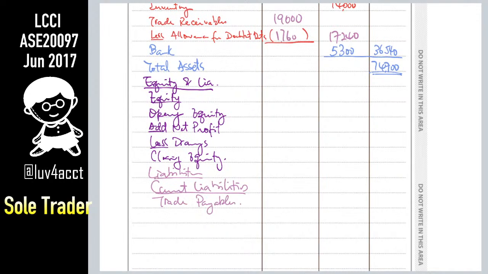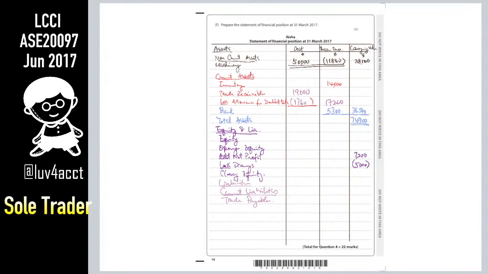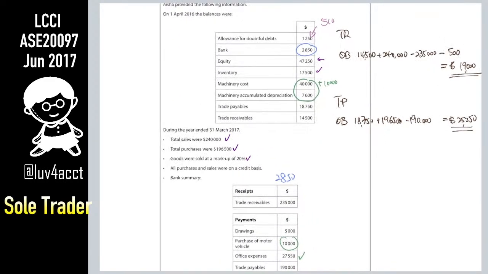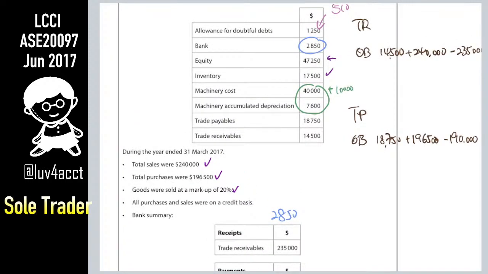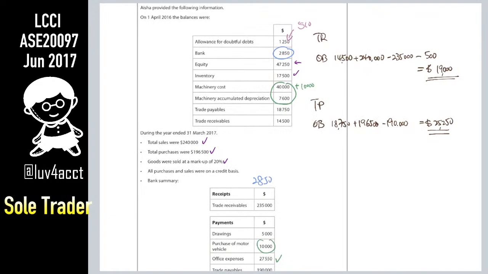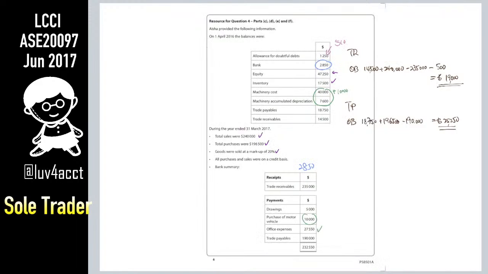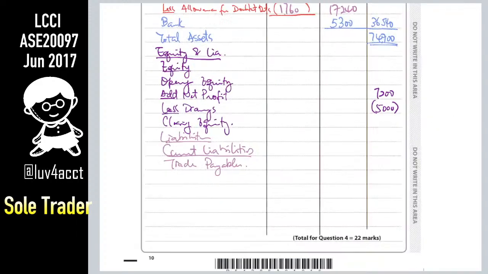Okay, so as I remember, we have opening equity, I don't know how much, net profit 7,200, and then drawings being 5,000. Okay, so let us look at the remaining two items. Opening equity 47250. Okay, and then closing trade payables 25250. So opening equity 47250, and then trade payables we have 25250.